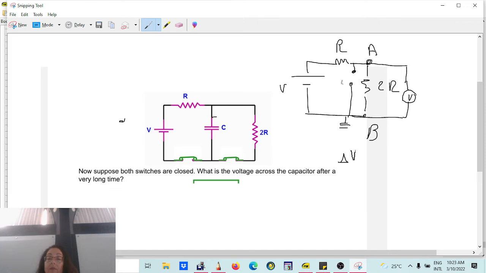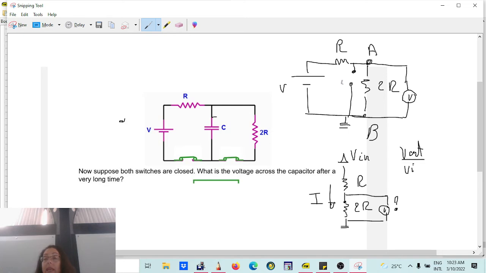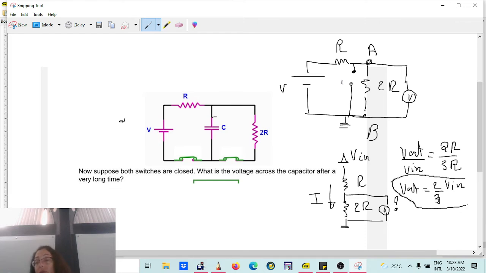But remember, like we did with the voltage divider, it's like you have a V here, you have an R. And by the way, you don't have to do it this way, of course. If you want to find the voltage here, that's where your capacitor was. You remember the voltage divider? I'm going to put that V in, and that's going to be V out. So V out is to V in what 2R is to 3R. So V out is 2/3 of V in. And of course, you don't have to do it this way. You can use Ohm's law.